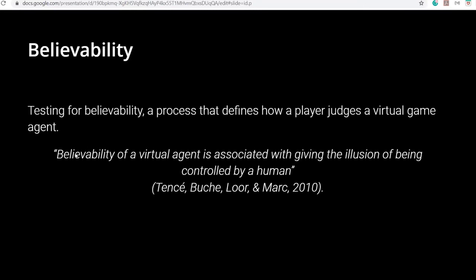One thing to keep in mind is that for a virtual game agent to be believable, the player must not notice that he is playing against a machine. So a quote that I found is that believability of a virtual agent is associated with giving the illusion of being controlled by a human.